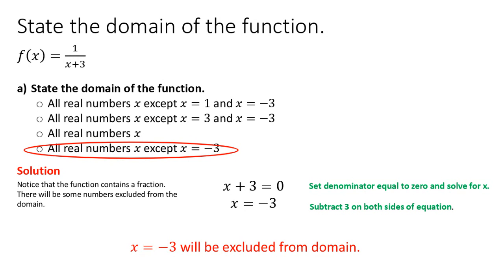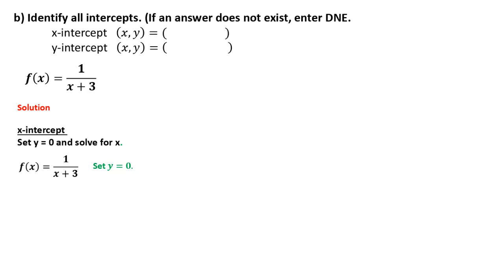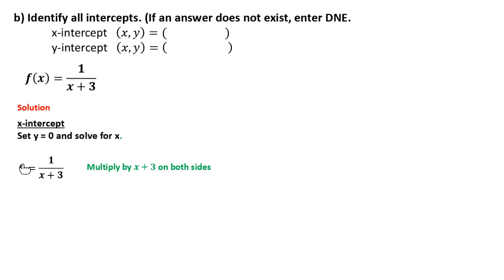Then let's go to the next page. For step B, it wants us to identify the x-intercept and the y-intercept. In order to find the x-intercept, we're going to set y equal to 0 and solve for x. So here's my function, and I'm going to set y equal to 0. So I get 0 is equal to 1 divided by x plus 3. Then I'm going to multiply by x plus 3 on both sides because I'm trying to isolate x.